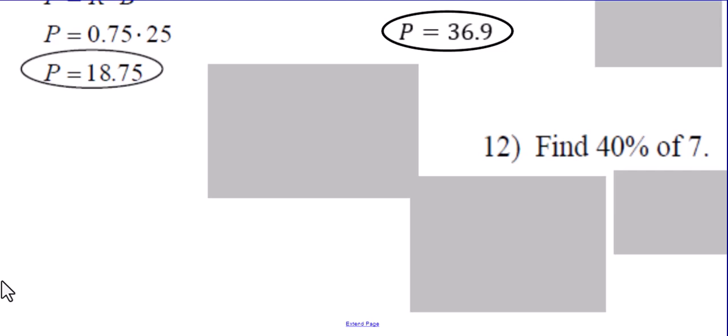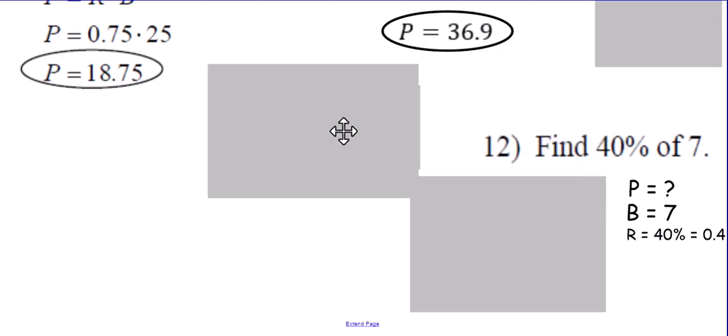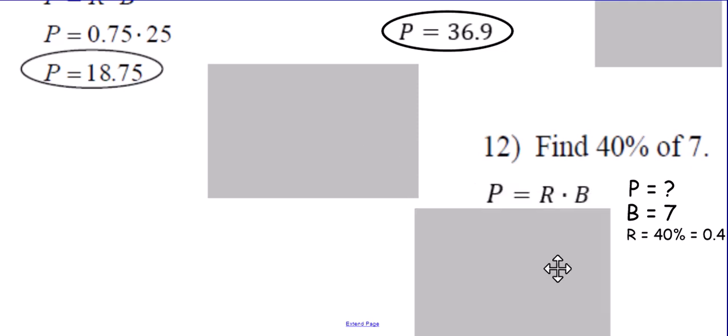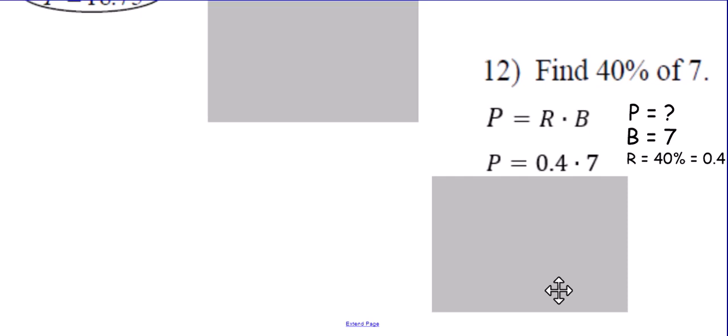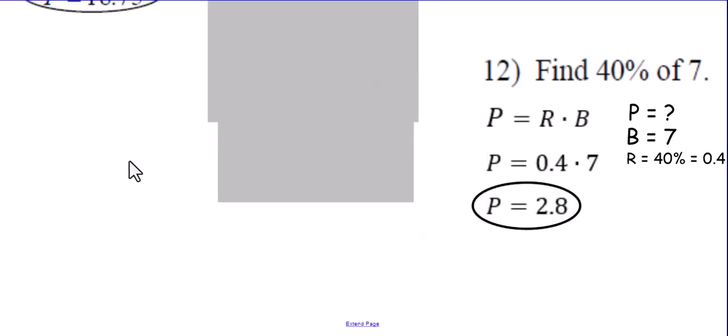So 7 is our base, 40% is our percent R, but as a decimal, that will be 0.4 or 0.40. The part is our unknown. And we have P equals R times B. That will be P equals 0.4, 40% as a decimal, times 7. This makes sense, by the way, because we're trying to find 40% of 7, and "of" typically means multiplication, so 0.4 times 7, and that's going to get us 2.8 for our solution.